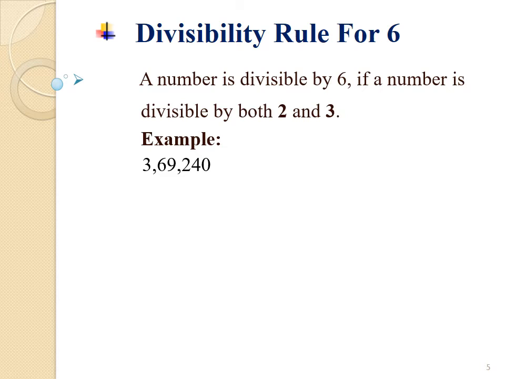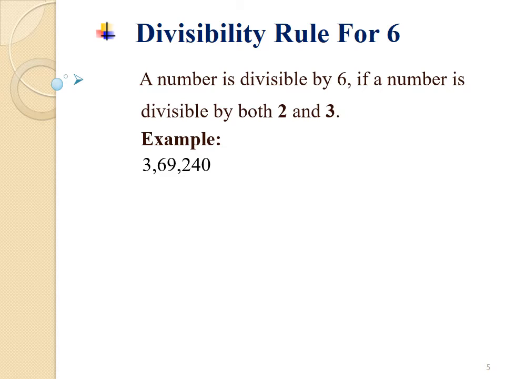So, now let's check whether 3,69,240 is divisible by 6 or not by checking whether it is divisible by both 2 and 3. First of all, checking 3,69,240 is divisible by 3 or not.